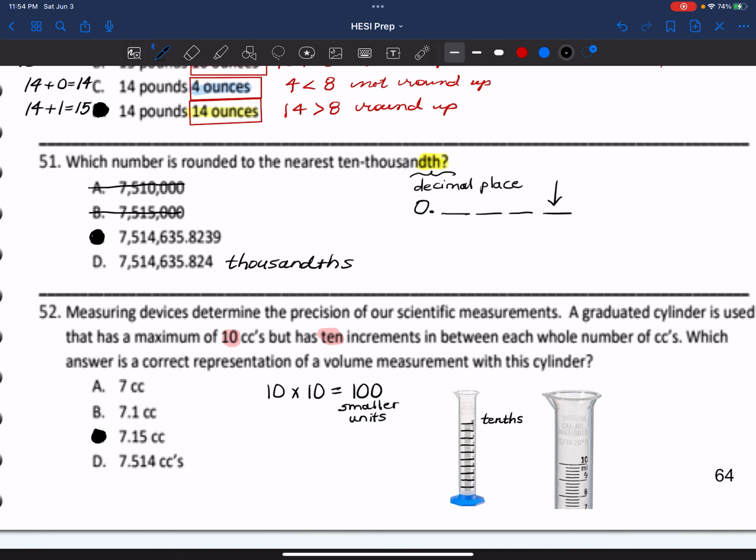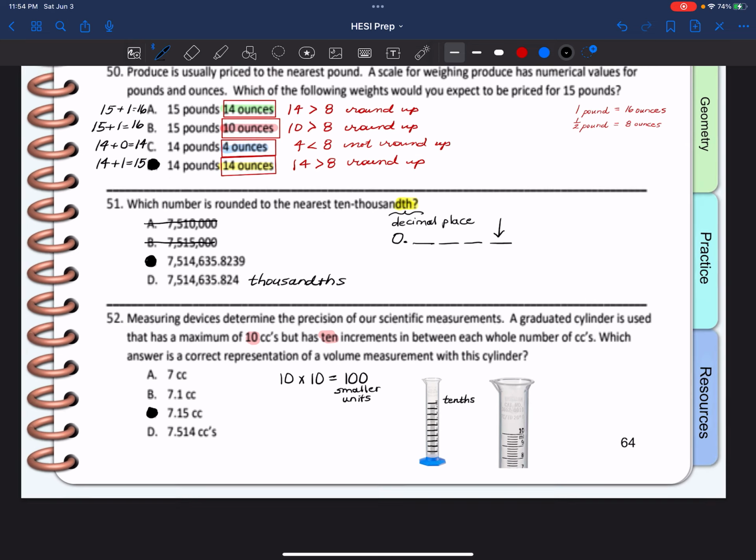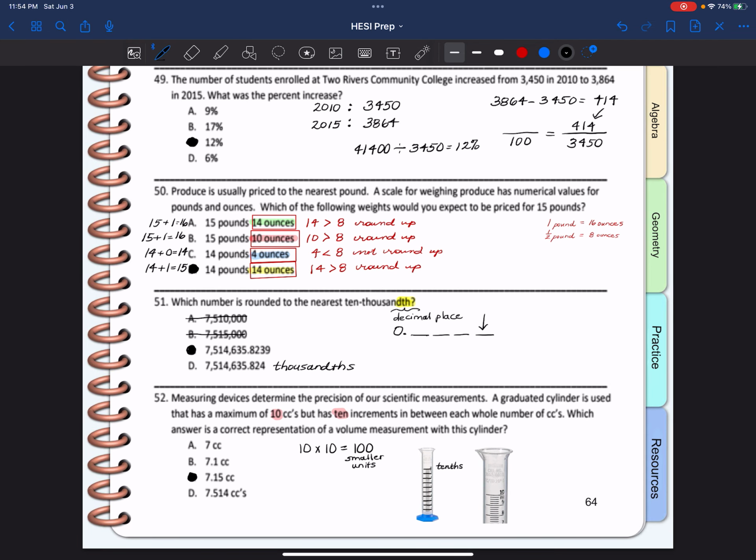You would have a tenth of a cc. You could have 7 whole cc's. All of those could be shown. D could not be shown because it doesn't go to the thousandths place. But you could measure hundredths in this cylinder. This question is a little bit odd to me. I'm not sure what they're getting at, and maybe I'm not explaining it as well as I should be, but the answer here is C, 7.15 cc's.